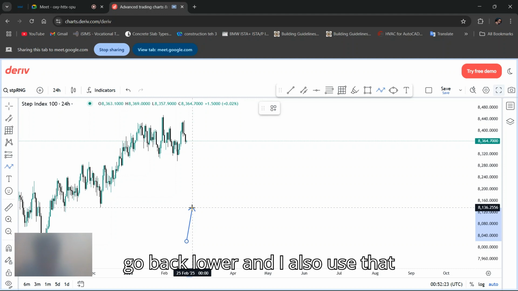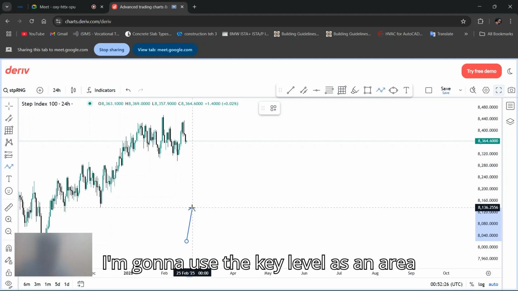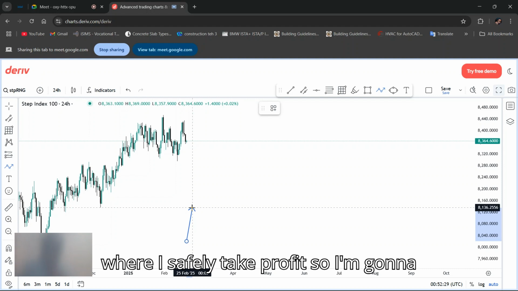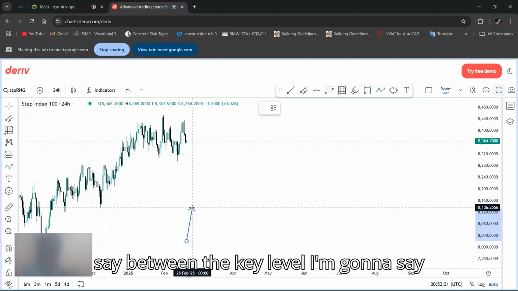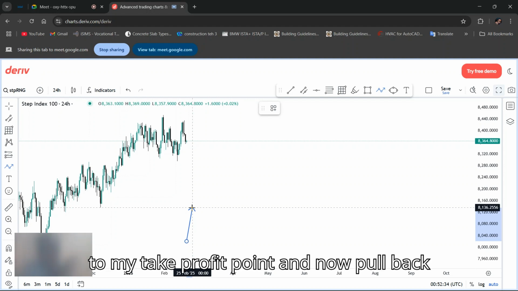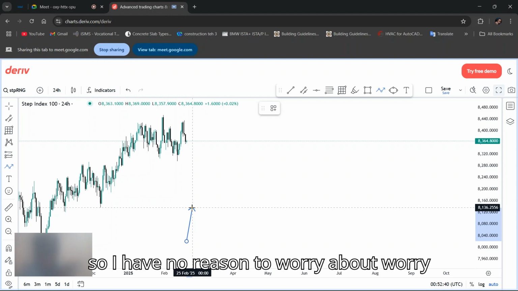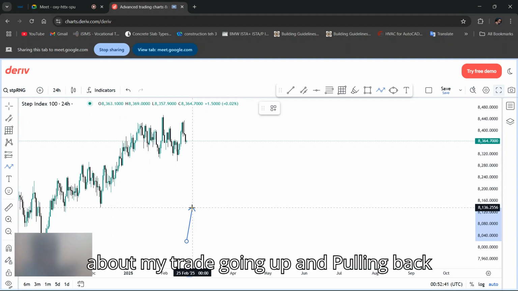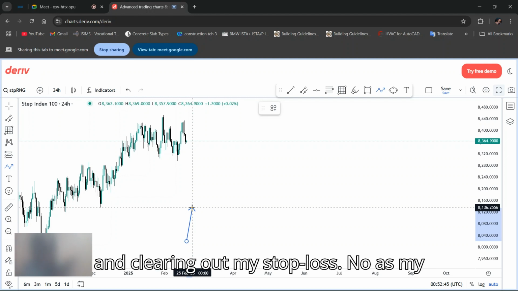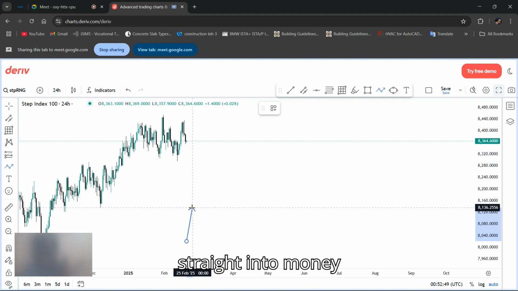And I also use that key level as a point to take profit. So I use the key level as an area where I safely take profit. So I know for sure the market is going to buy straight to my take profit point and not pull back. So I have no reason to worry about my trade going up and pulling back and clearing out my stop loss. No, as I enter, it's supposed to move straight into money.